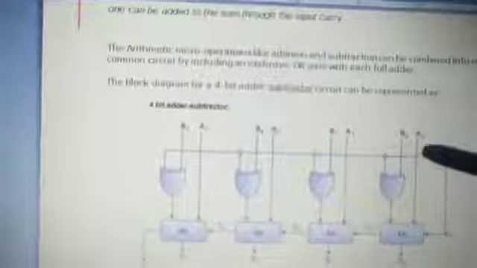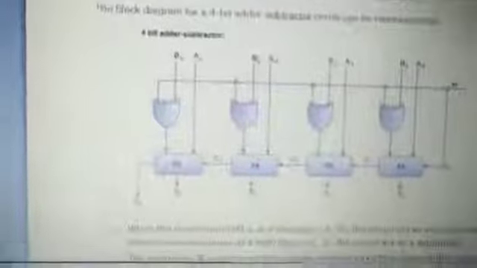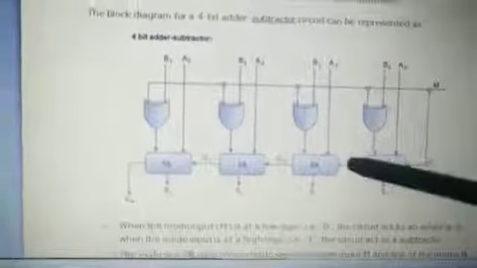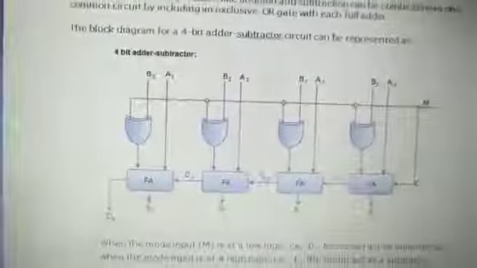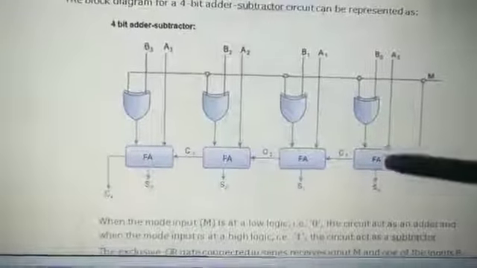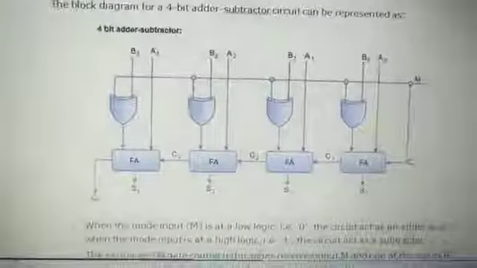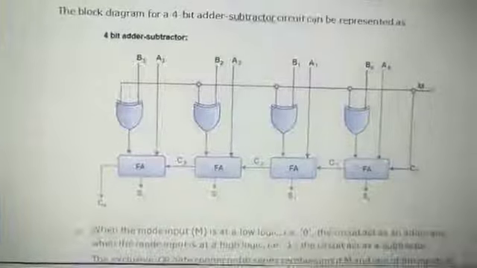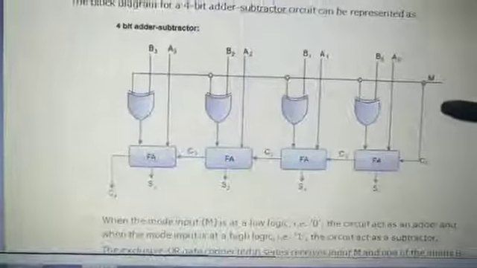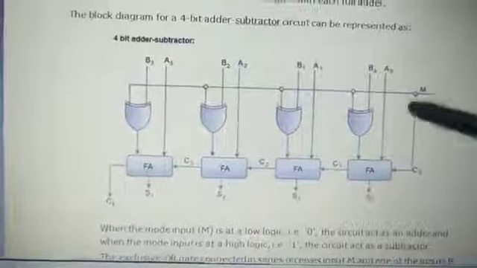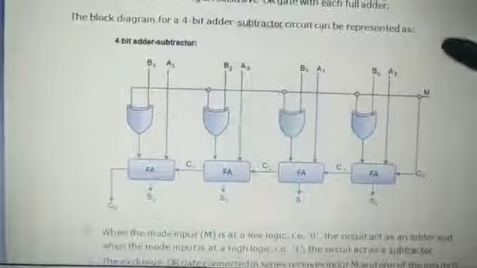Then the second complement of B0 is added to A0, the second complement of B1 is added to A1, the second complement of B2 is added to A2, and the second complement of B3 is added to A3. In this way we are doing the addition and propagating the carry. C4, or you can say C out, is our final carry output. And S0, S1, S2 and S3 for subtraction will give you the difference value for each bit. So if you want this circuit to act as a binary subtractor, then through this M control line you have to pass 1.